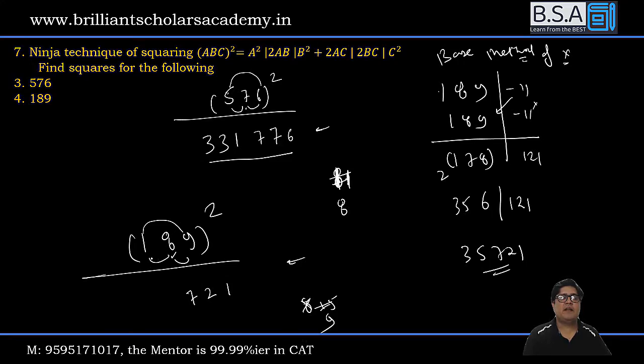Now this is 8 into 2, 16. 16 plus 9, 25. Carried over 2. 1 square 1. 1 plus 2, 3. Job done. 35721. Answer ready. Methods, there are many methods. Apply whatever suits you. Use a calculator, perfectly fine.